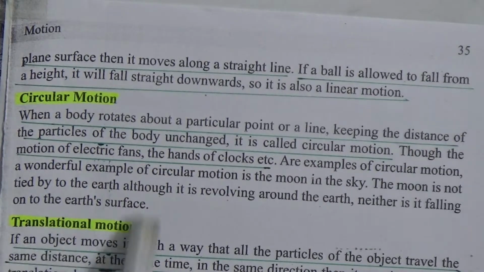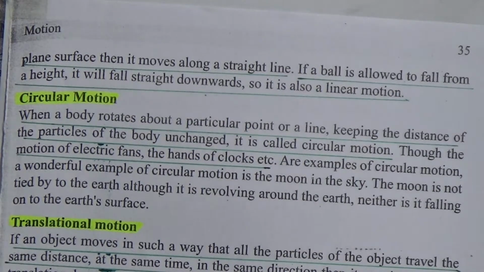Now go to the next motion, translational motion. If an object moves in such a way that all the particles of the object travel the same distance at the same time in the same direction, then its motion is called translational motion.